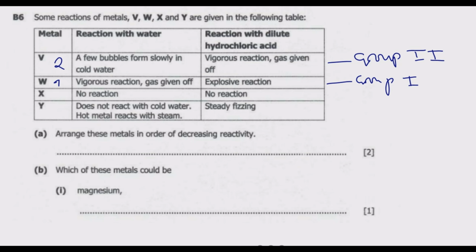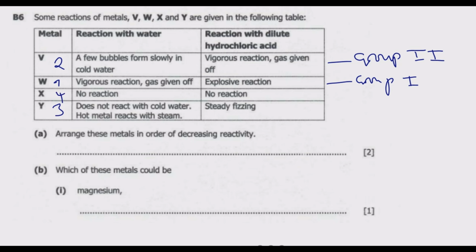Then X does not react with water or hydrochloric acid, meaning X is less reactive than hydrogen and does not replace hydrogen in the solution. Then we have Y, which does not react with cold water, but does react with steam, and also reacts with hydrochloric acid. So this should be number 3, then this will be number 4.